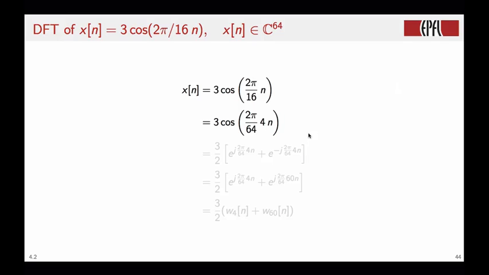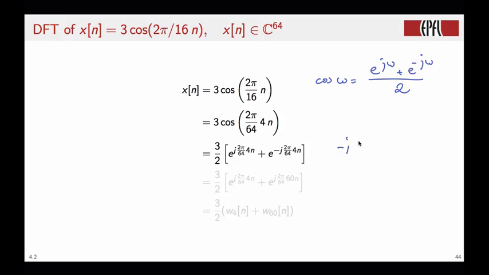With this now, we can use Euler's formula that says that cosine of omega is equal to e to the j omega plus e to the minus j omega divided by 2, and express the original cosine as the sum of two complex exponentials, namely e to the j 2 pi over 64 times 4 times n plus e to the minus j 2 pi over 64 times 4 times n. Now we don't like this minus here, so what we're going to do is exploit the fact that we can always add an integer multiple of 2 pi to the exponent of a complex exponential, and the point will not change on the complex plane.